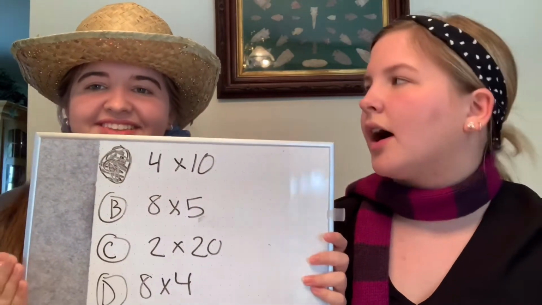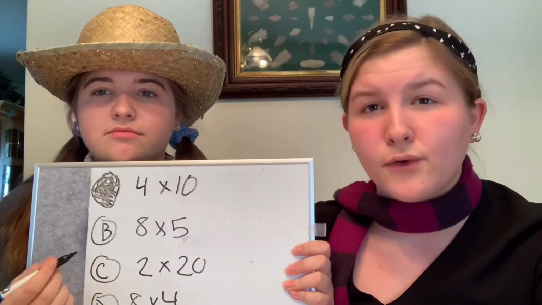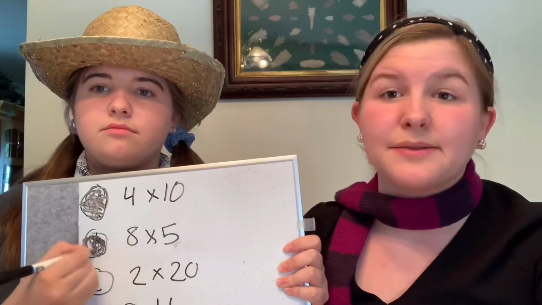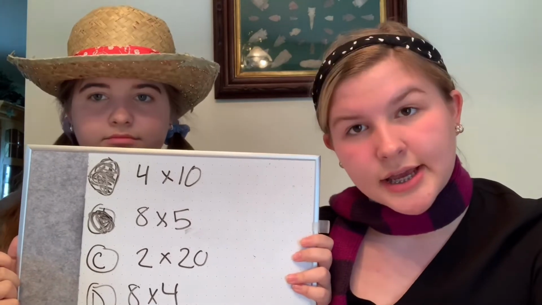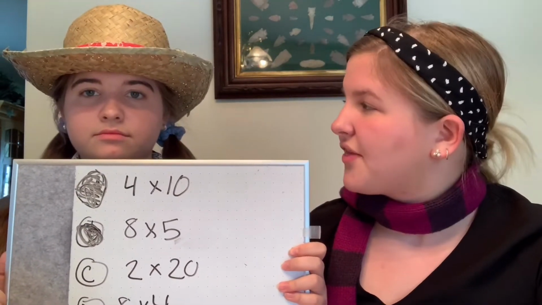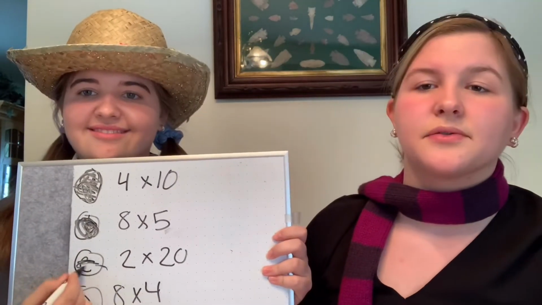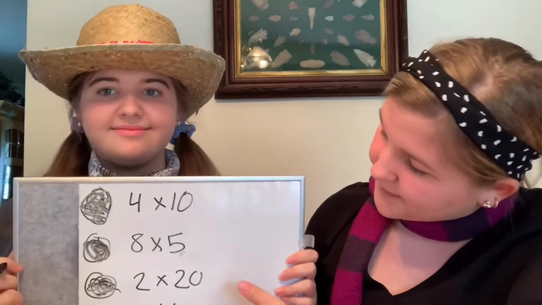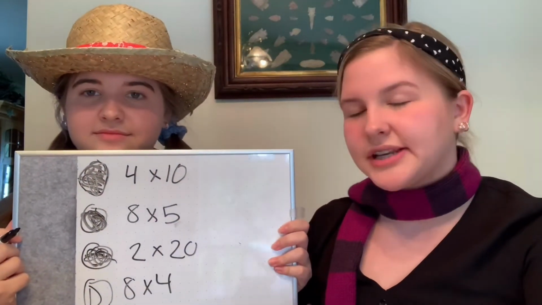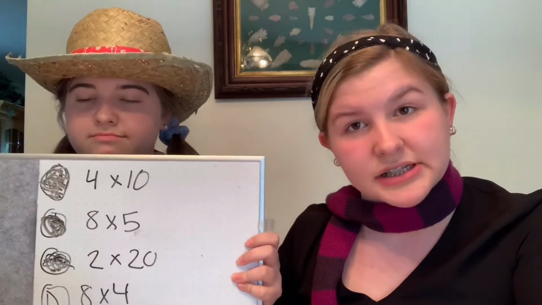8 times 5. What is that, Miss Brown? 8 times 5. That is 40. So we're going to fill in B as well. C, 2 times 20. Now, Miss Mary Beth, what does that equal? 40. Yes, it does equal 40. So you're going to fill in A, B, and C. Let's see. 8 times 4. We know that 8 times 4 is 32, so D is the only one that will not be filled in.